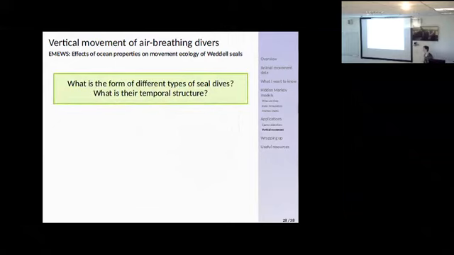So the things I wanted to know about Weddell seals were, what is the form of different types of dives that you see here? And what is the temporal structure of them? So do you see bouts of certain types of dives, or is it all interspersed?